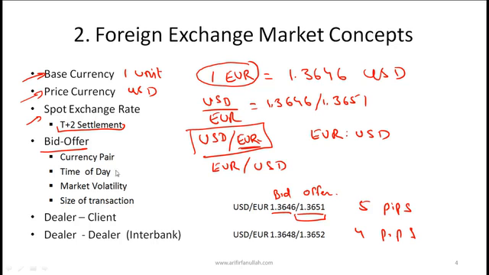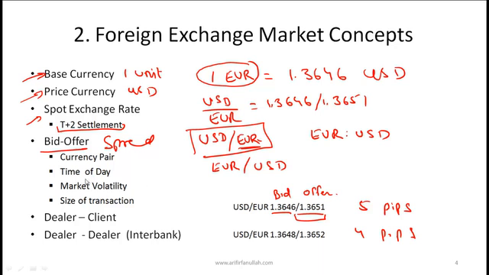Now coming back to bid offer, what is it that helps us determine how wide the spread is? And you need to know these 4 points from an exam perspective. So the bid offer spread depends on the currency pair. When you have currency pairs that are heavily traded, such as euro USD, then the spread is relatively low. For currency pairs that are not as heavily traded, the spread will be more.